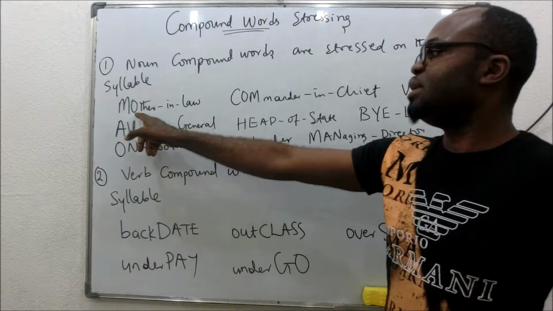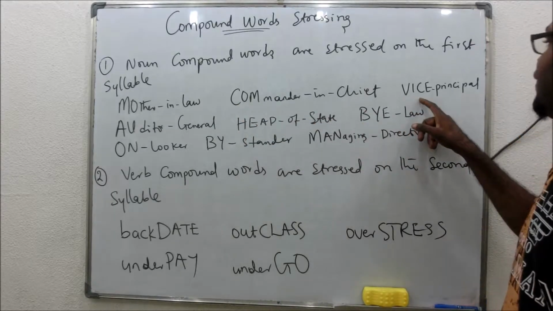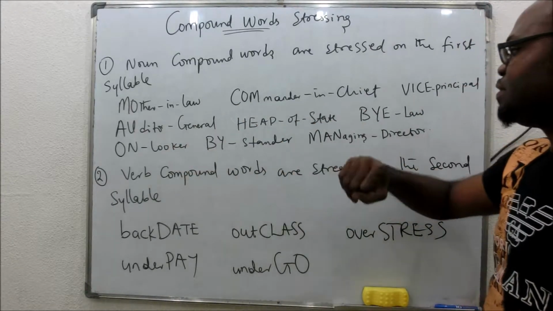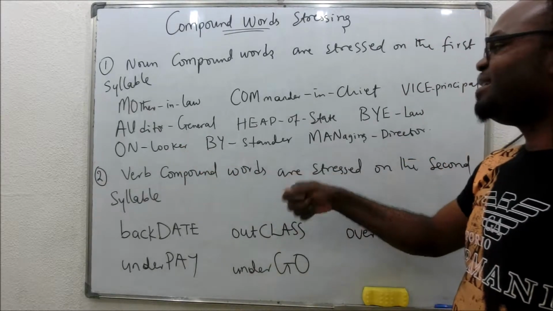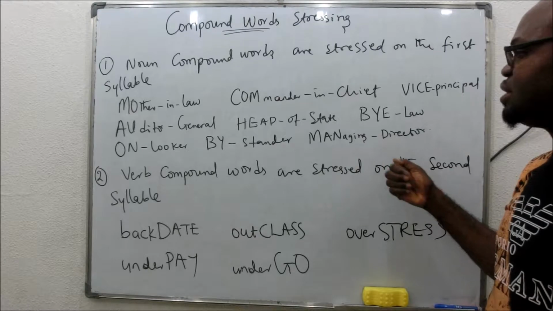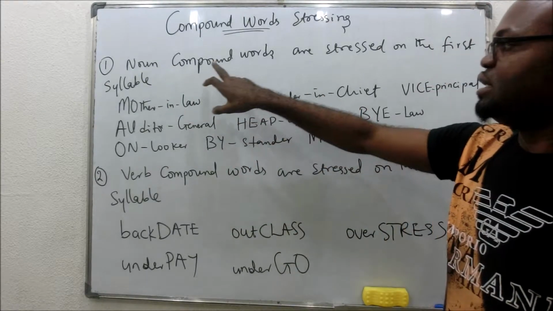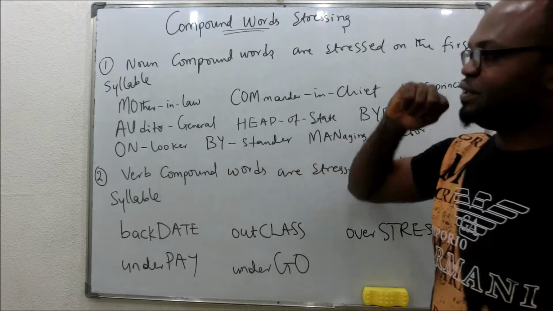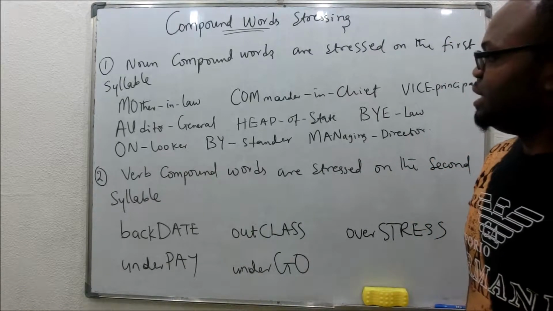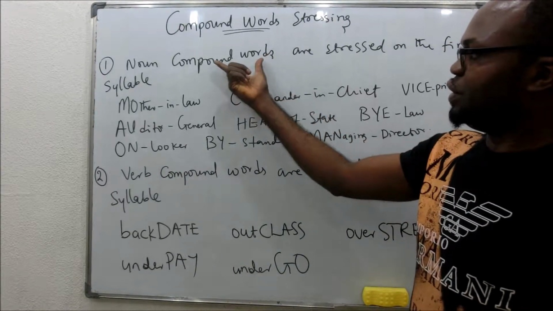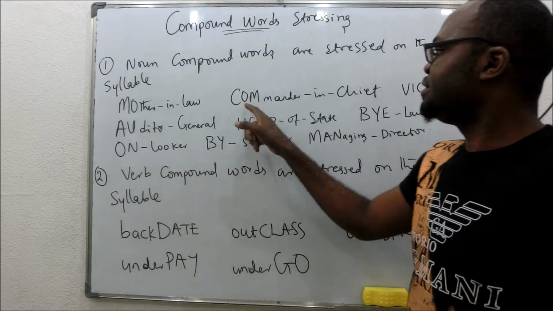Mother-in-law, the stress is on MO. Commander-in-chief, the stress is on COM. Vice principal, auditor general, head of state, bylaw, onlooker, bystander, managing director. All these words are nouns and they are compound words. So the stress is put on the first syllable. Very, very important. So you should note whenever you have a compound word that is a noun, the stress should be on the first syllable.